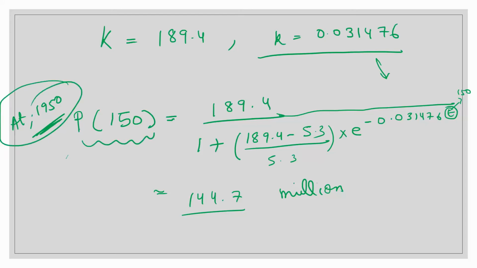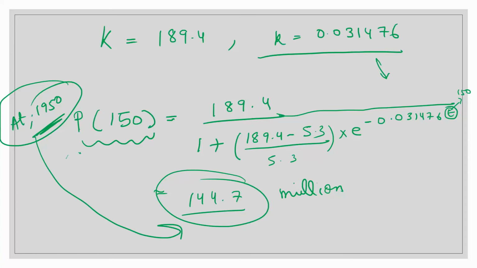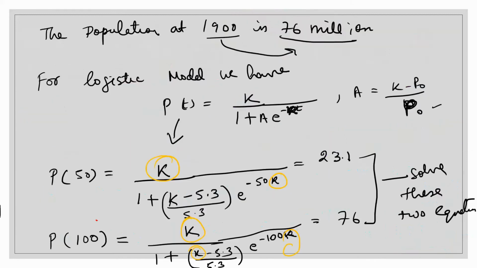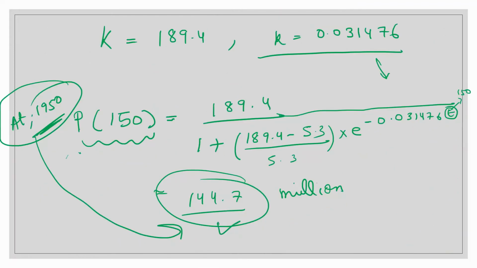So at 1950 you can see that the population will be around 144.7 million of people, and with the exponential model you have found out that they were overestimating a lot because they were giving the answer as 438.8 million, and with the logistic model we are getting a closer value because the actual US population was 150.7 million of people, and this is underestimating because the birth rate may have increased, but it is giving less error as compared to the exponential growth model.